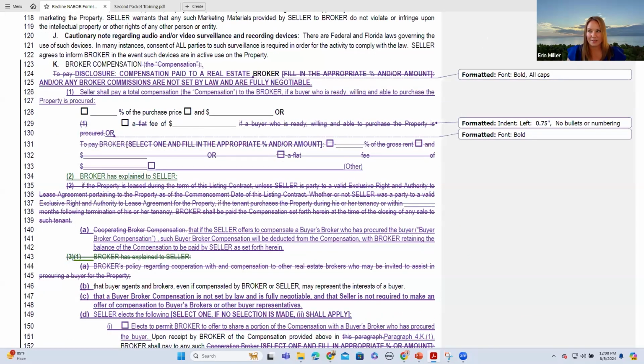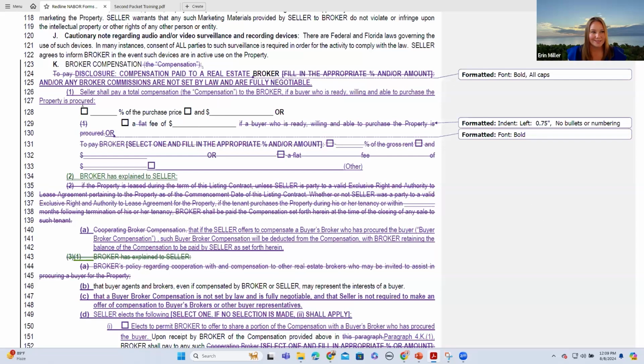All right, paragraph 4K. We're on line 123. If everyone can see where we are at line 123, and below, we're looking at the purple revised language. Again, the purpose of this revision was to ensure, one, that we have the big bold language in 124 and 125. It says compensation paid to a real estate broker and or any broker commissions are not set by law and are fully negotiable. That big bold language you'll see in all of the documents related to compensation.